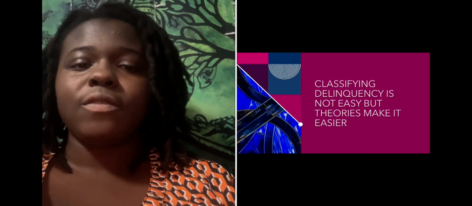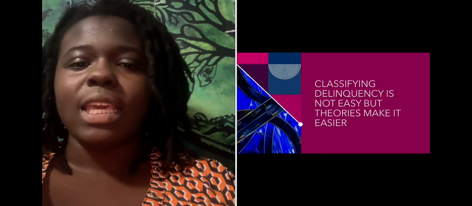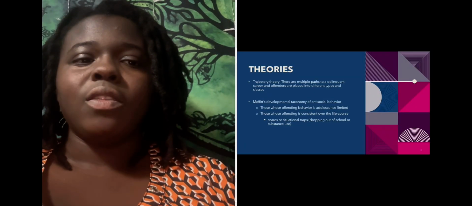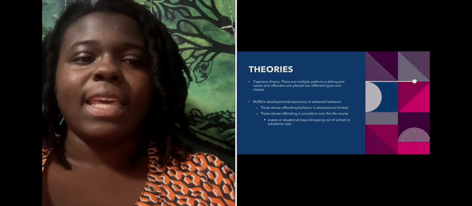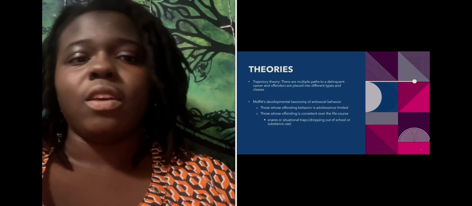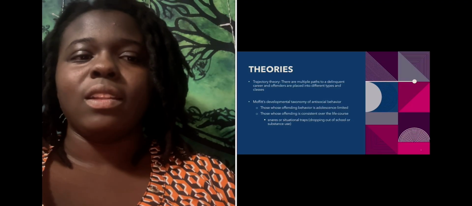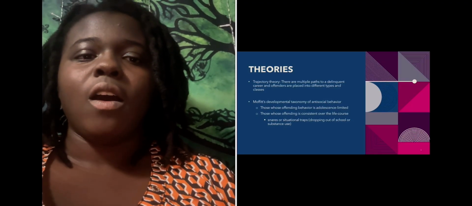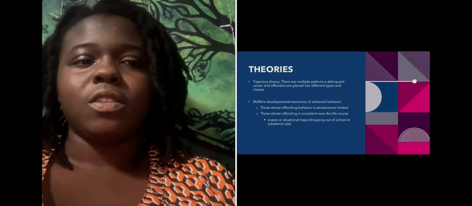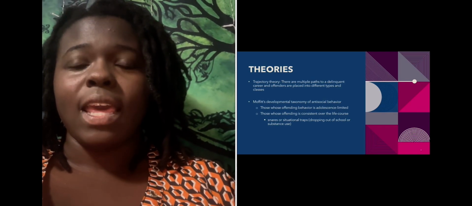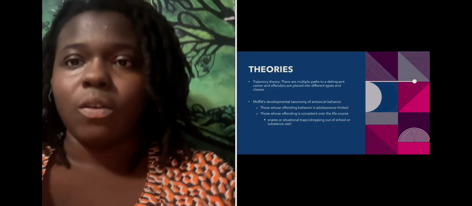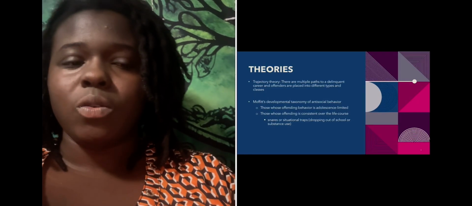Classifying delinquency is not easy, but theories do make it easier. The theory that I will be talking about today is the trajectory theory. For the trajectory theory, there are multiple paths to a delinquent career, and the offenders are often placed into different types and classes. The trajectory theory basically shows that there are multiple ways for delinquents to fall into delinquent behavior. It's not just a one-way street.